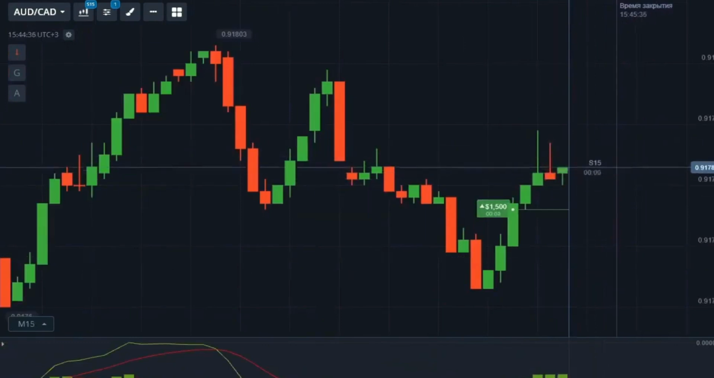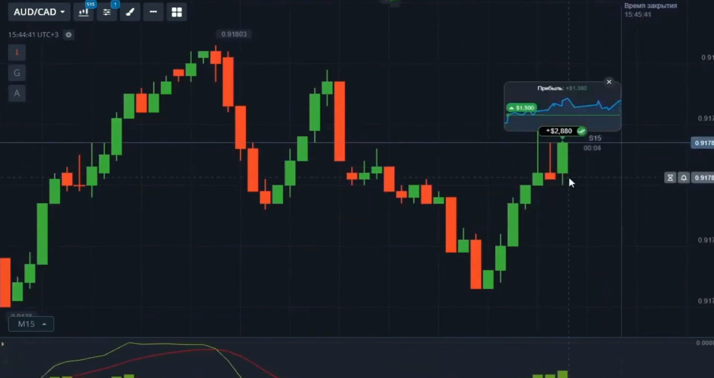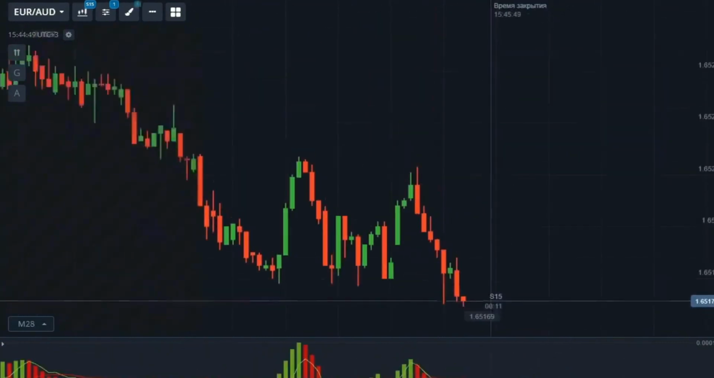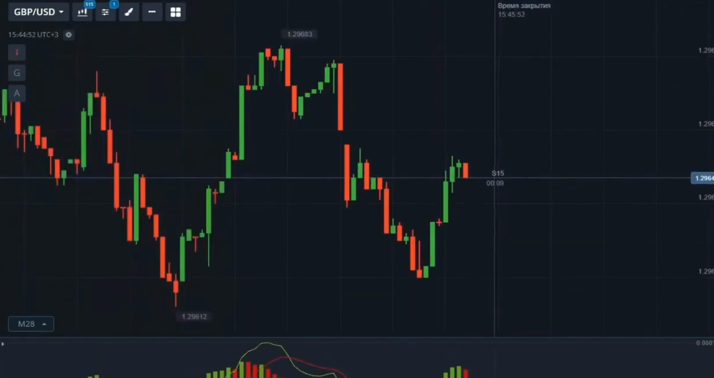The first excellent trade brings me $1,380. Not a bad result. I'll open the next trade for $1,500 as well. Now let's take a look at a position for a downward trade and see how it appears on the chart.